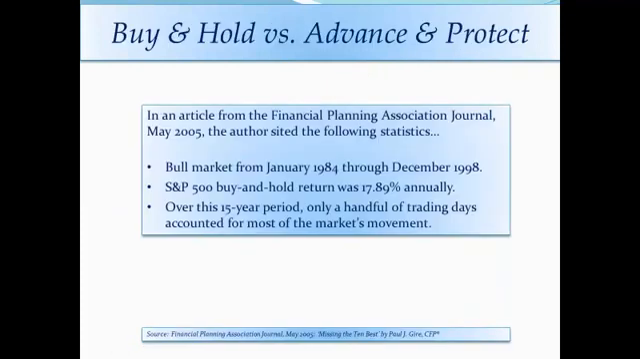This is a comparison of buy and hold versus Advance and Protect using an article written in 2005 for the Financial Planning Association Journal. The article was written in support of a buy and hold strategy, and the author looked at a 15-year period from January 1984 through December 1998. The S&P average annual return during those 15 years was 17.89%, but only a handful of trading days accounted for most of the S&P 500 returns.